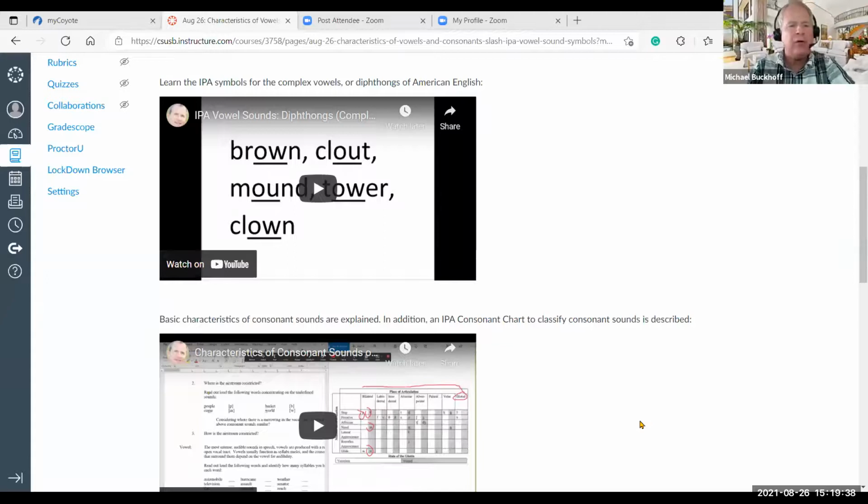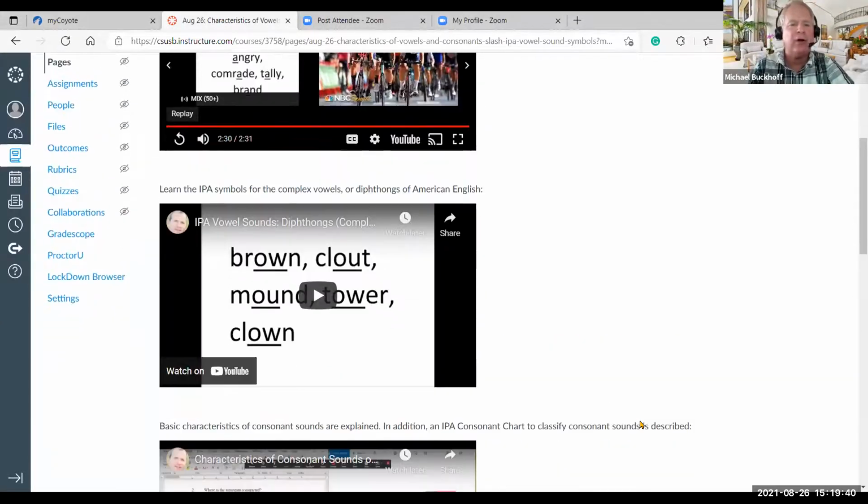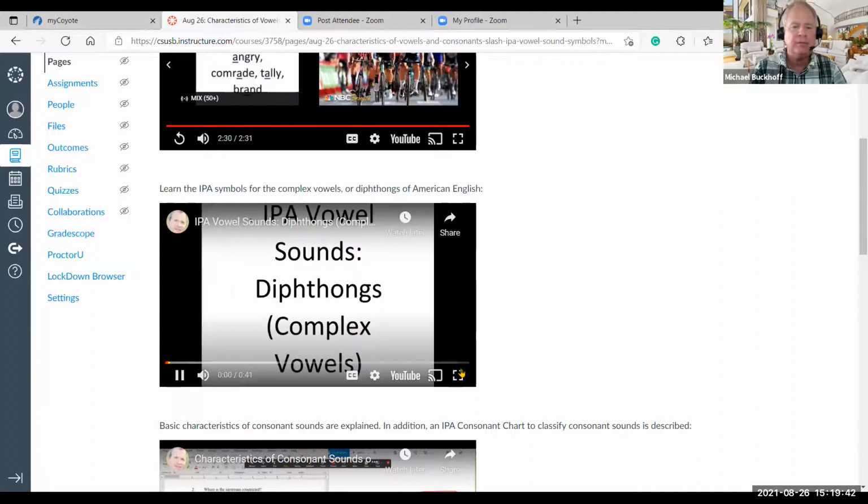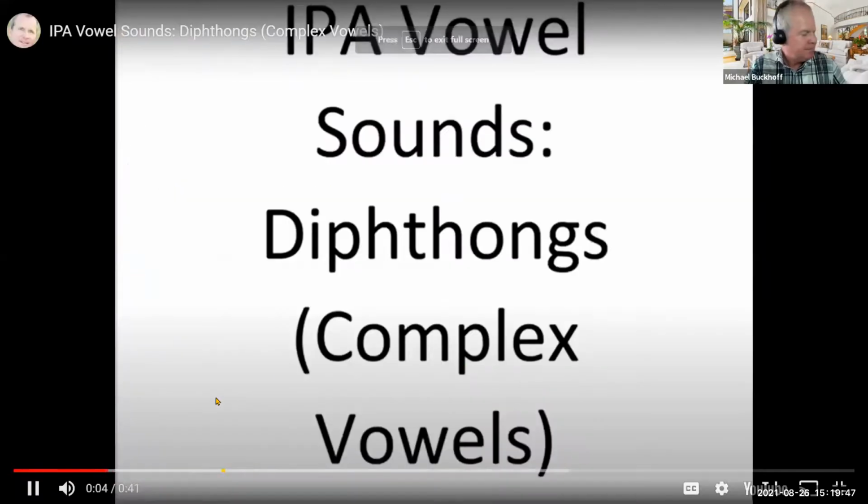Let me go back to where we were here. Okay, let's go to the diphthongs. And you can look at the vowel and the consonant charts on your own, but it's very useful looking at the charts. Okay, let me see here. Let's go to, okay, here we go. So once you have the monophthongs, you're in great shape. You're just about done. Let's talk about diphthongs. IPA vowel sounds, diphthongs, complex vowels.